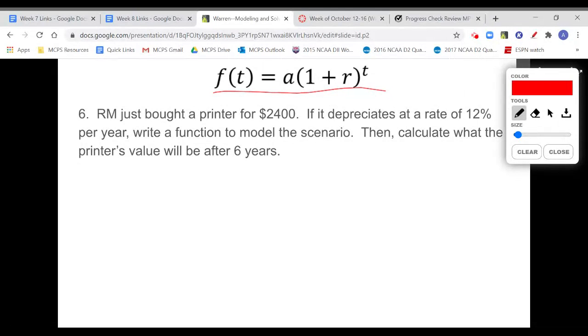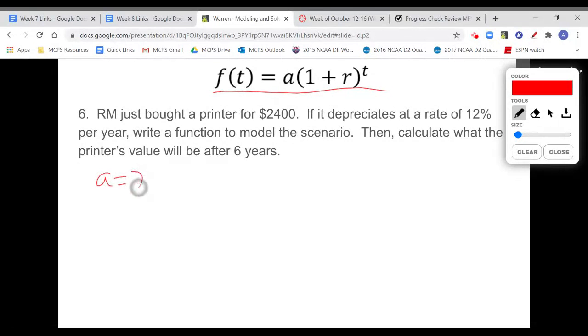But RM just bought a printer for $2,400. If you are wondering, doesn't that sound like a lot for a printer? I actually did some research on this, and that's very cheap for an industrial size printer. So the printers and copiers your teachers use when we're actually in the building, they cost a lot of money. Apparently the average is $3,000 to $15,000. So this is actually a cheap one.